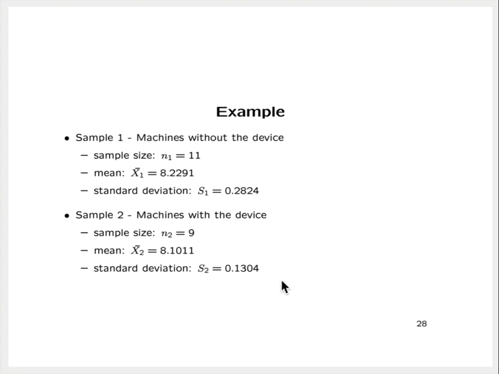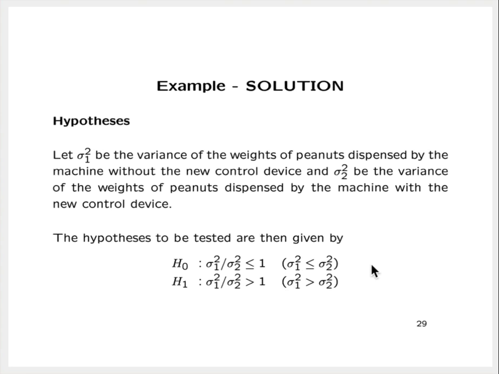And we can see here that there does appear to be some evidence of that. The sample variance of the fill weights from the machines with the new control device is quite a bit less than the sample variance of the fill weights from the machines without the device. But it's difficult to determine just by looking at it whether that's a big enough reduction at the significance level we're going to be testing this at to actually conclude that the new device does reduce variability. And so what we need to do is formally perform the test.